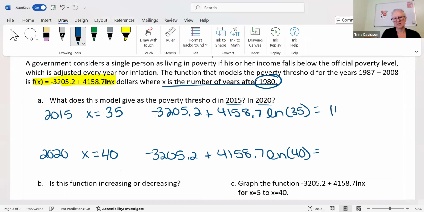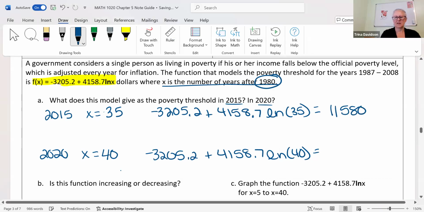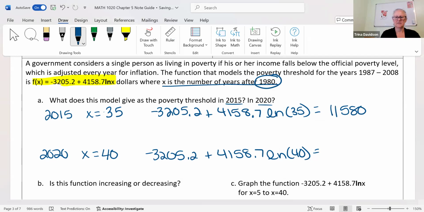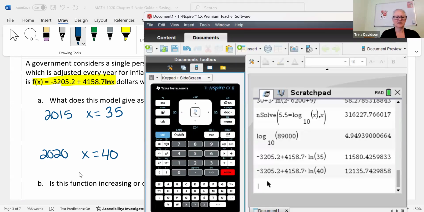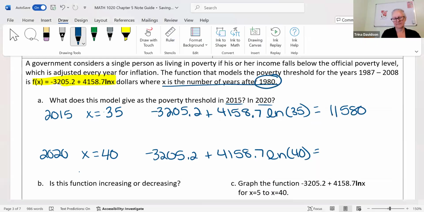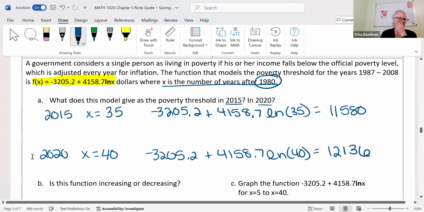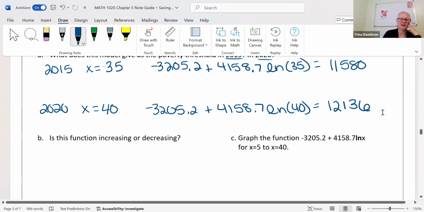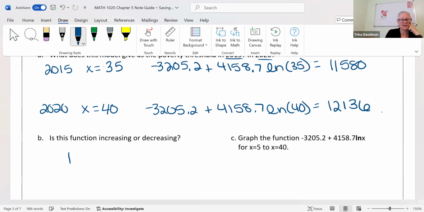$11,580. Let's see for the second one. It's 12,136. So from 2015 to 2020, the income threshold was increasing. It went up, so it's increasing.